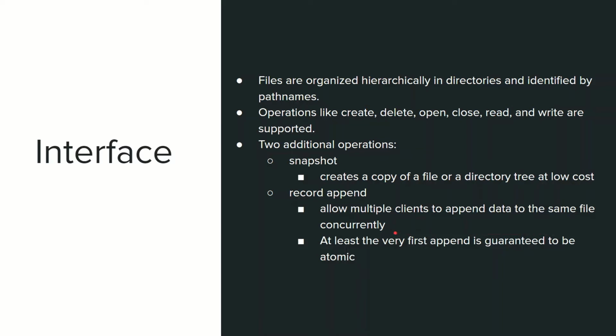Let's see what interface is provided by the system. The files are organized hierarchically in directories and identified by path names. Google file system does not adopt the standard POSIX interface. Instead, they have implemented their own. Operations like create, delete, open, close, read, and write are supported. In addition to these basic operations, there are two more. One is snapshot, which allows the client to create a copy of a file or a directory tree at very low cost. The second is record append, which allows multiple clients to append data to the same file concurrently. There is a guarantee made here that at least the very first append is guaranteed to be atomic.